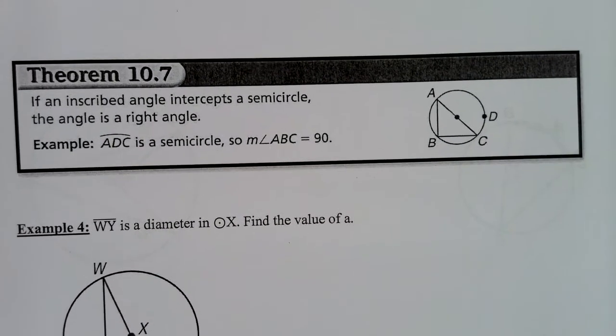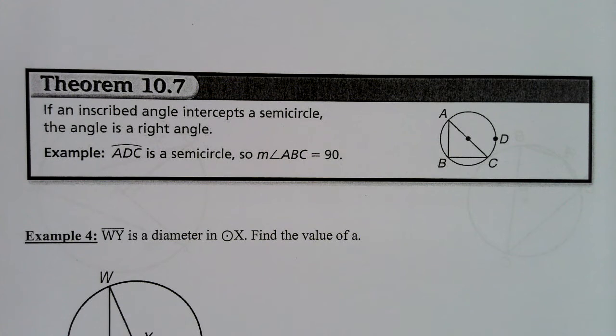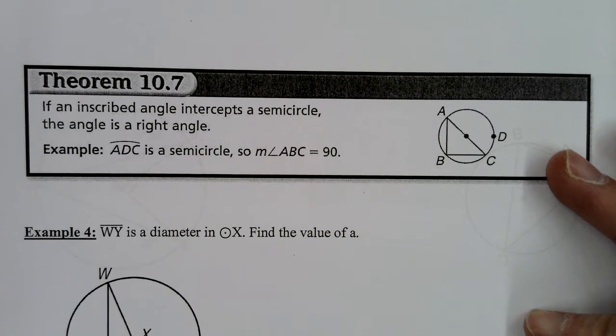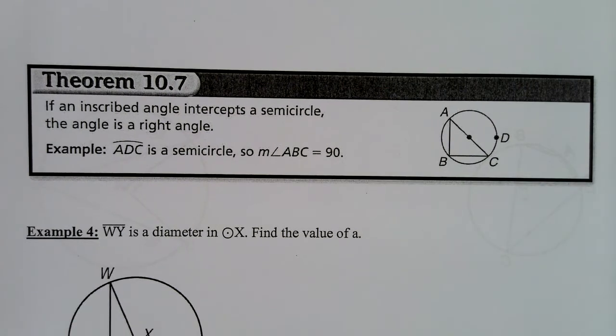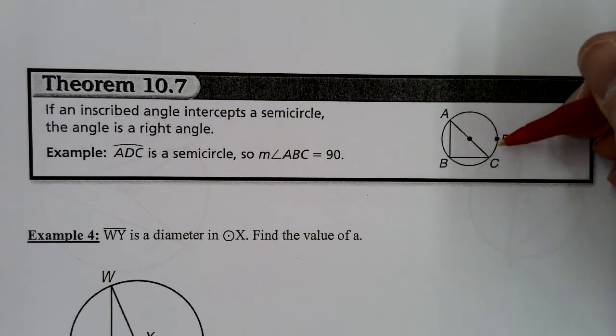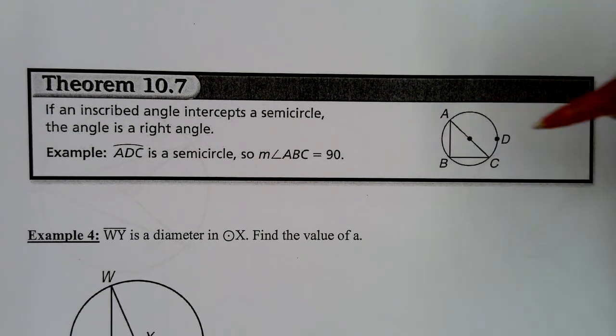Okay, this next theorem. If an angle intercepts a semicircle, then the angle is a right angle. That should make sense, because if a semicircle is 180 degrees, because it's half the circle, well, then the angle has to be half of 180, which is 90. Okay. So we have the semicircle, it's 180. So angle ABC is half of 180, which is 90.